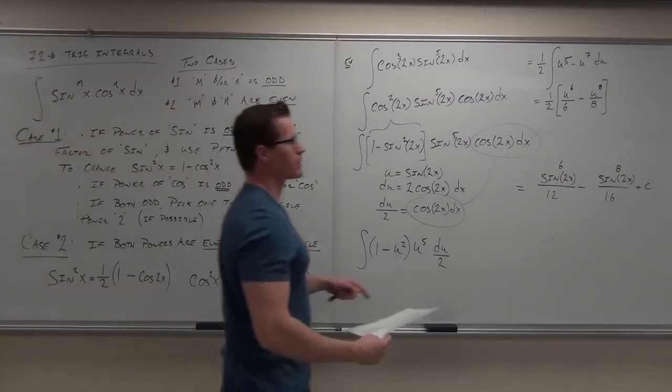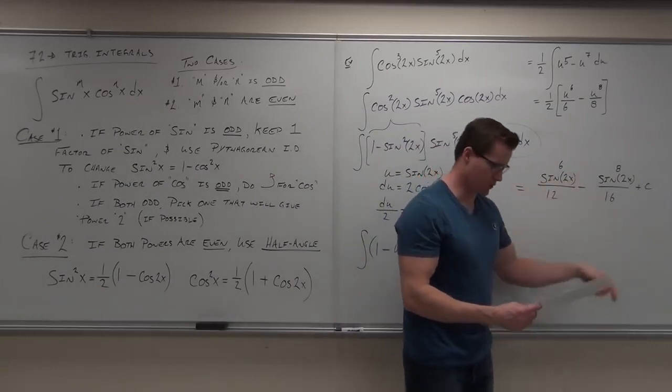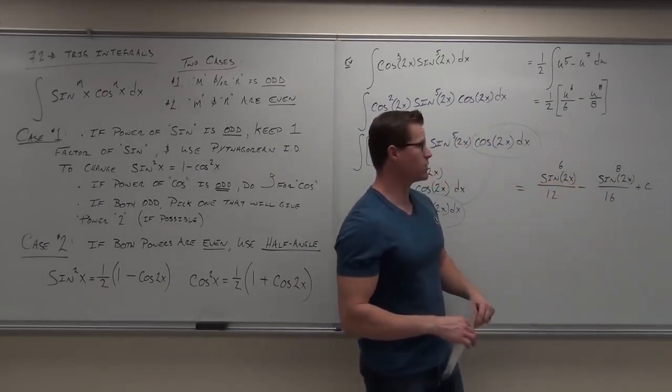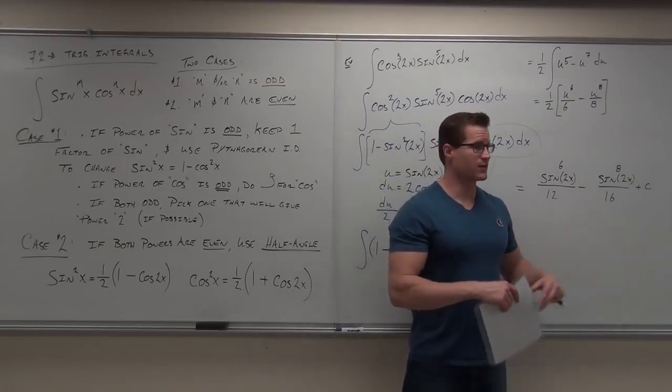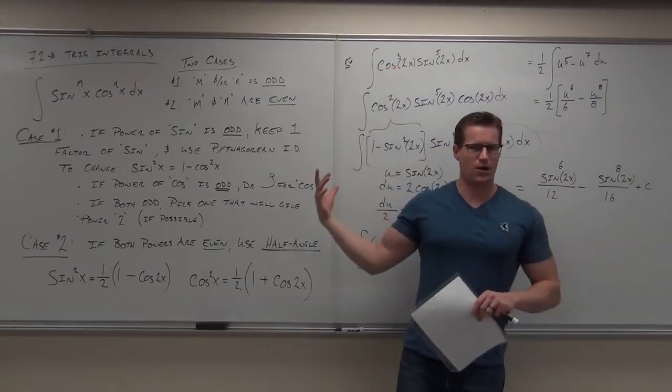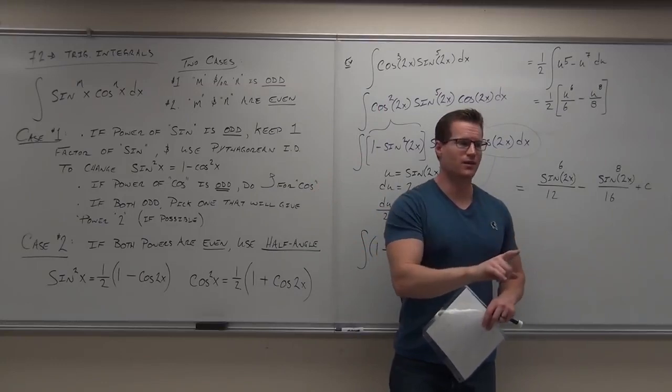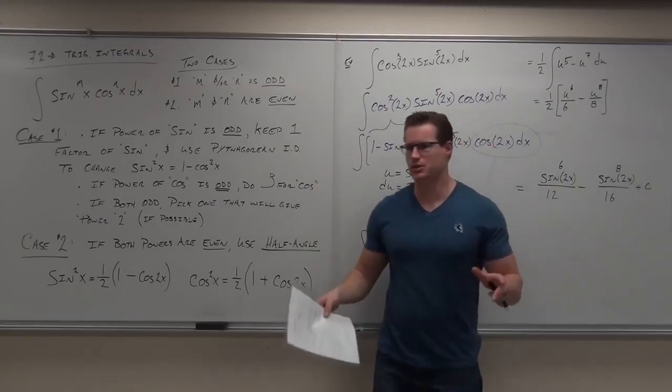Of course, if you don't like the over 12, you could do 1/12 of sine 2x to the 6th, minus 1/16 of sine 2x to the 8th, plus c. You could factor if you really wanted to, but this is what I'm looking for from you. Show of hands if that actually made sense. Is it that hard? No, but here's the thing. The math here, I promise you, it's not hard.